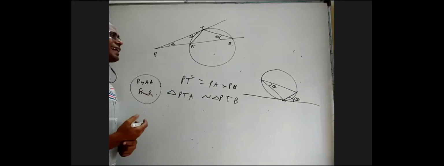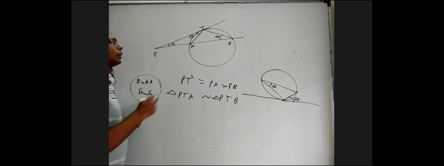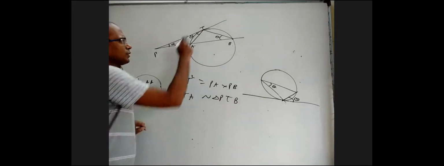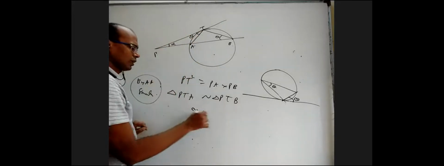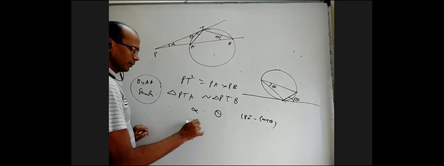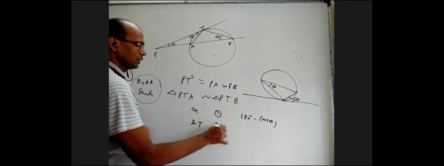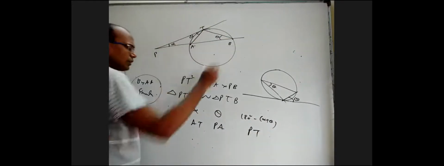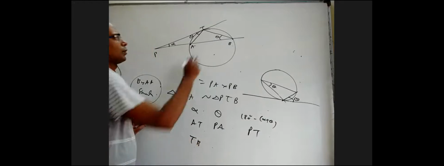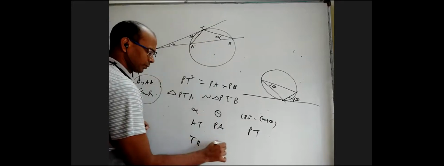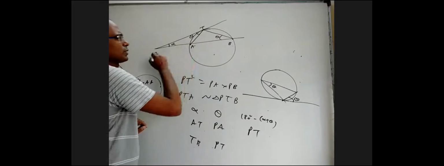Once these two are similar, look at the corresponding sides. Opposite to alpha, what is there? In triangle PTA, I'll take alpha, theta, and the other angle 180 minus alpha plus theta. Opposite to alpha, I have TA. Opposite to theta, I have PA. Opposite to 180 minus alpha plus theta, I have PT. Same, if I take the big triangle, opposite to alpha, I have TB. Opposite to theta, I have PT. Opposite to 180 minus theta plus alpha, I have PB.